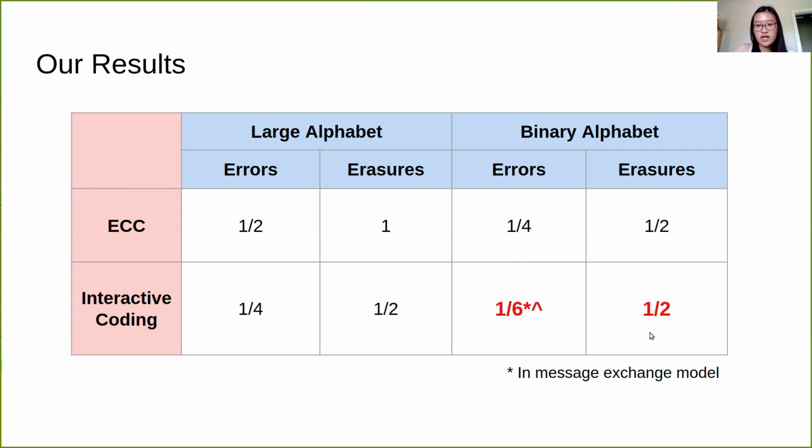I do want to mention that our erasure protocol is in the interactive coding setting. So your simulated protocol has a constant multiplicative factor communication overhead: the communication of the erasure interactive coding protocol is a constant fraction larger than the original protocol. However, for our error resilient protocol for errors, we only achieve it for message exchange. So we don't achieve it for any arbitrary protocol.